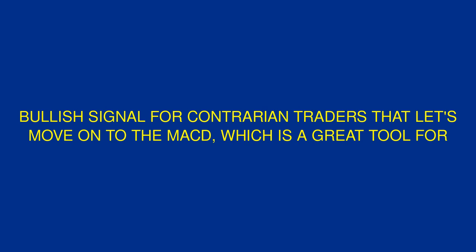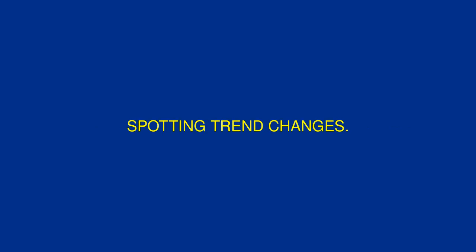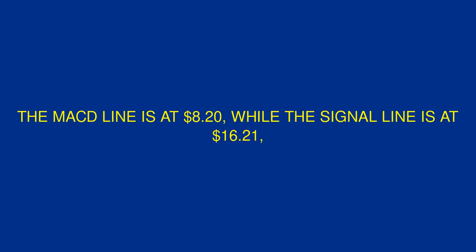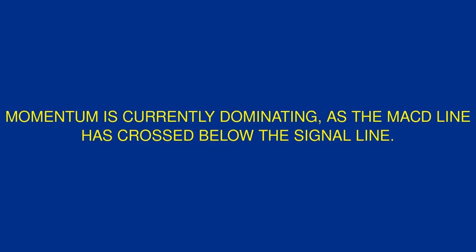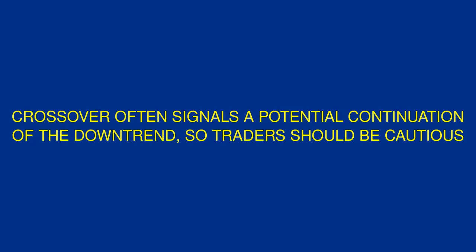Let's move on to the MACD, which is a great tool for spotting trend changes. The MACD line is at 8.20, while the signal line is at 16.21, giving us a MACD histogram of minus 8.01. This negative histogram value indicates that bearish momentum is currently dominating, as the MACD line has crossed below the signal line. This crossover often signals a potential continuation of the downtrend, so traders should be cautious until we see a reversal in this indicator.